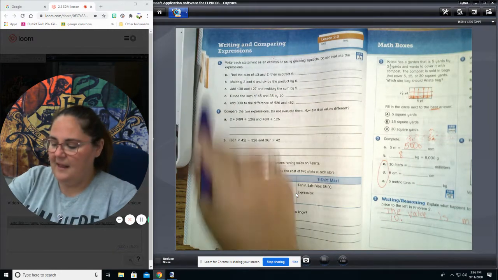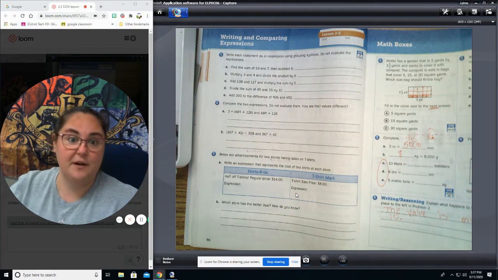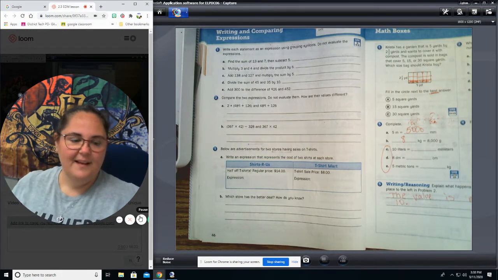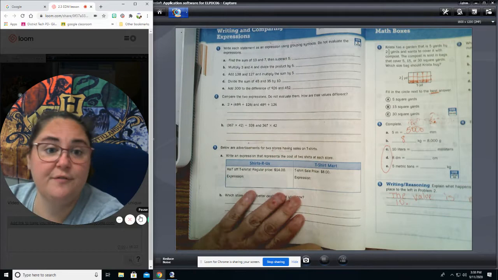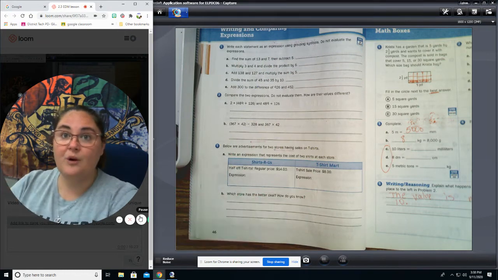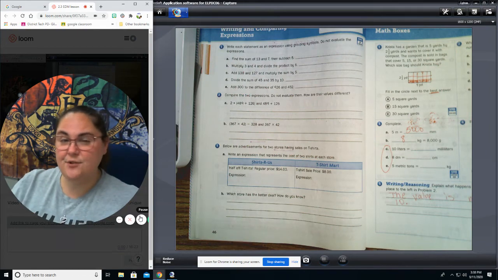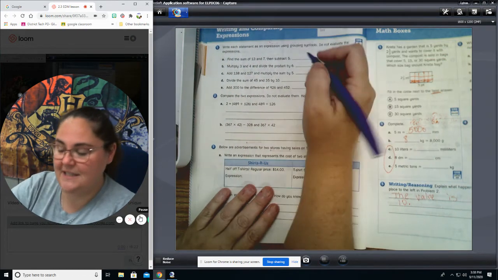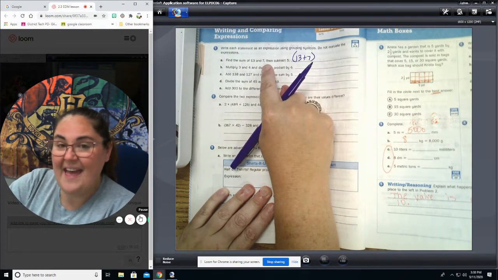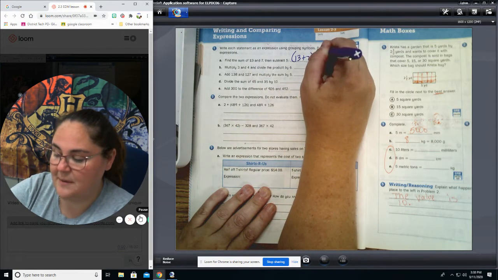Okay, so a lot of this page is going to be writing and then comparing those expressions. The way that we're going to do this problem is we're going to start by reading it. So find the sum, and we know that the sum means answer of an addition problem. The word sum, this is a vocabulary word we've done since literally day one. Sum means answer to addition. So the sum of 13 and 7, that means I'm going to add 13 plus 7. Then subtract 5. That means the second part of my question, I'm going to subtract 5.